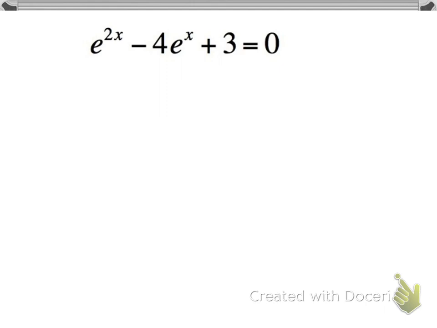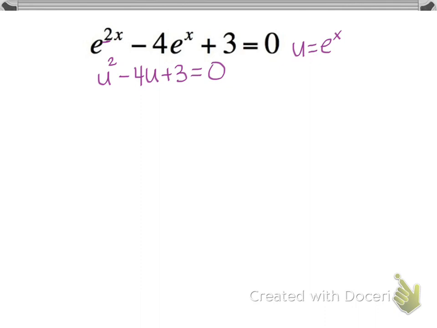Now our next example looks a lot more complicated, but we're going to use a little bit of u substitution to see how we can turn this into a really easy question. In place of all those e to the x's, let's call those u instead. So let u equal e to the x. When I do that in this first part, we're going to have u squared, because we still have that 2 there, minus 4u plus 3 equals 0.